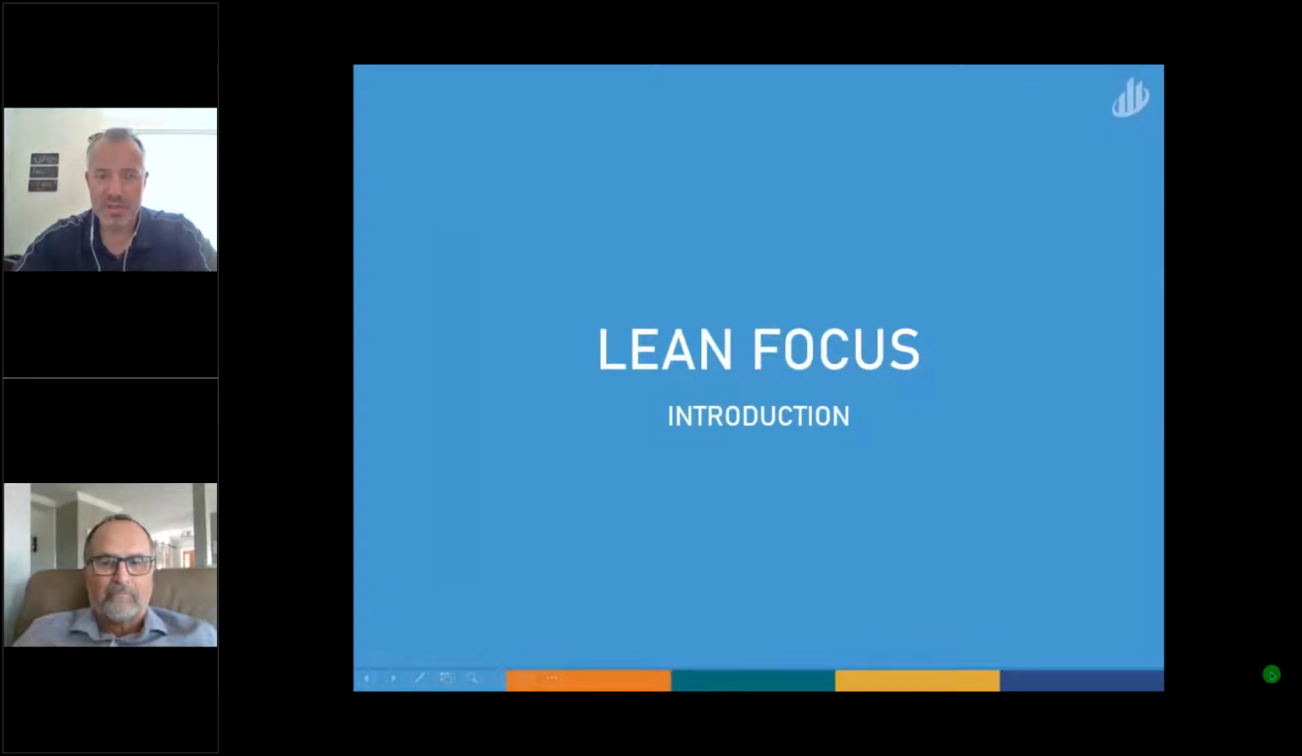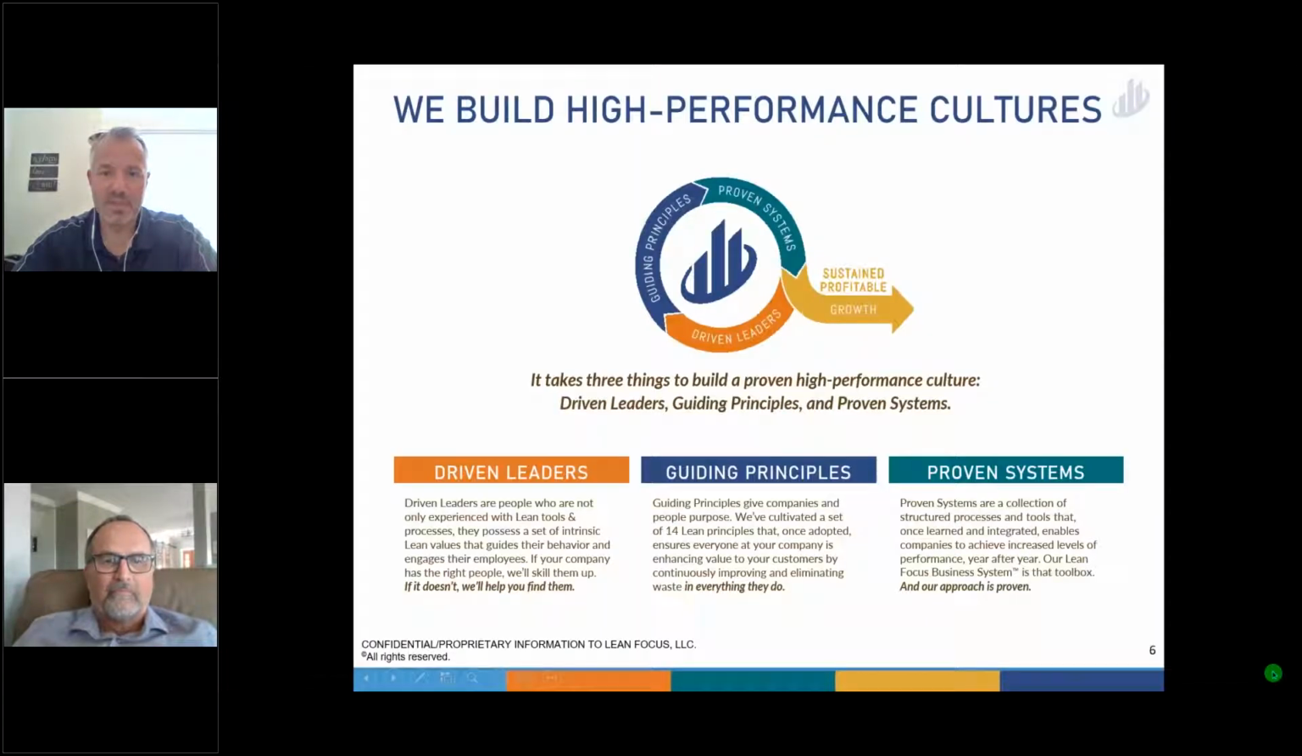Okay, so now we're going to get into a brief introduction of Lean Focus. Lean Focus is a management consultancy that specializes in partnering with our clients to build high performance cultures via an implementation of a business system approach to drive continuous improvement. And that has three critical components to its success. It starts with leadership, which we refer to as driven leaders who have the proper mindsets, exhibit the proper behaviors, and take action in congruency along these lean business system principles.